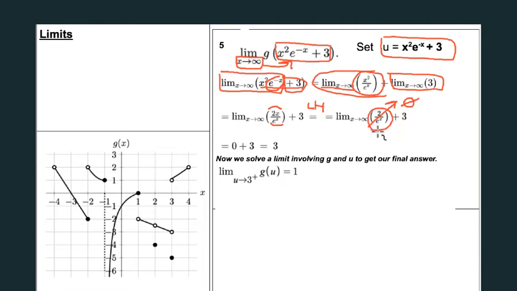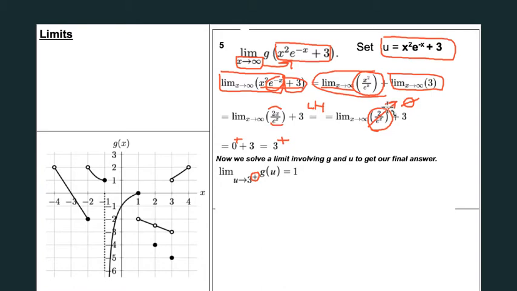We know it's 0, but is it positive 0 or negative 0? It is 2 is a positive number, e to the x is a positive number. So it's actually 0 on the positive side. Plus 3 is 3 on the positive side. So it's like 3.000000001. And that's why when we do our limit, we're going to have it on 3 on the positive side.